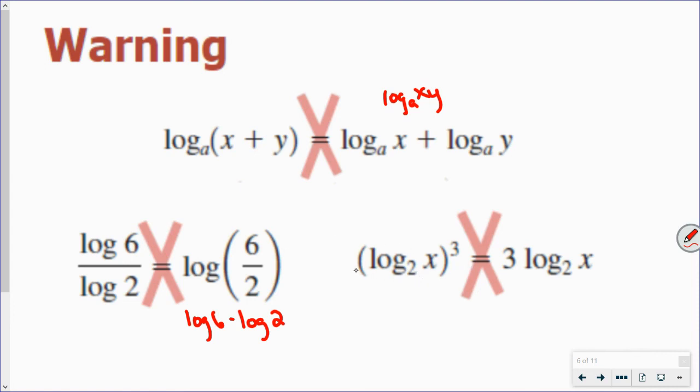Here, okay, notice where these parentheses are. These parentheses are around the entire logarithm, which is a number, and they're taking that times itself 3 times. For this, the parentheses would just be around the x. Okay, so don't get that confused.